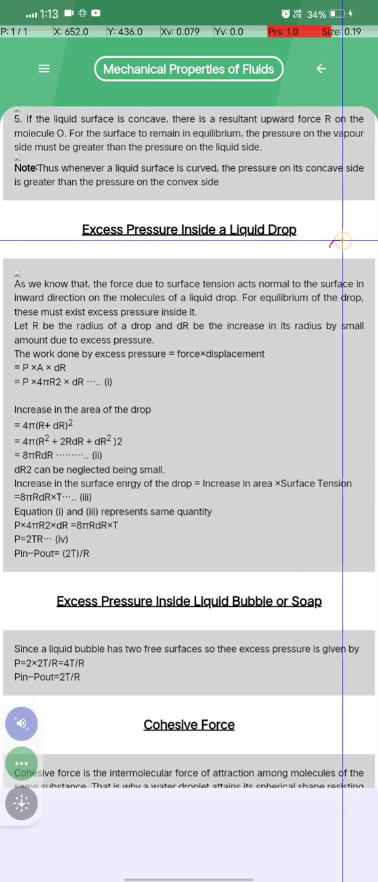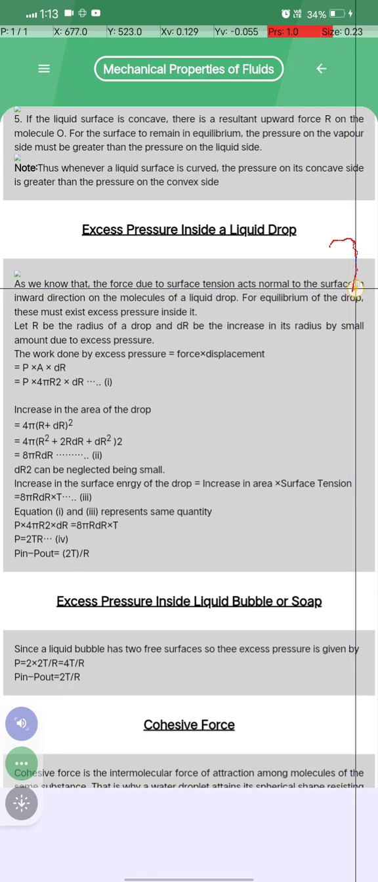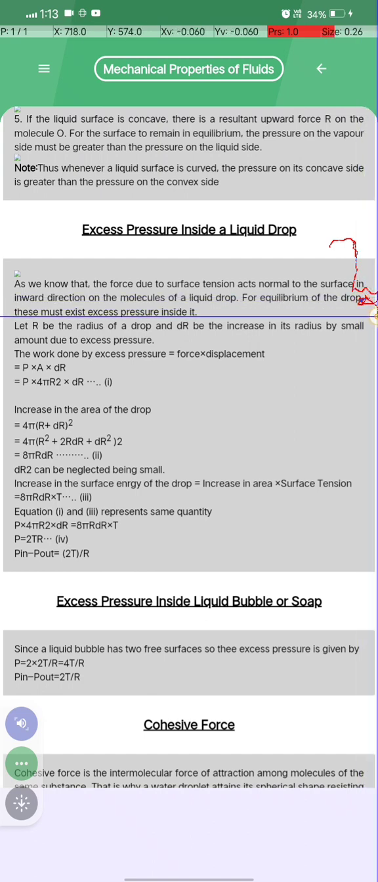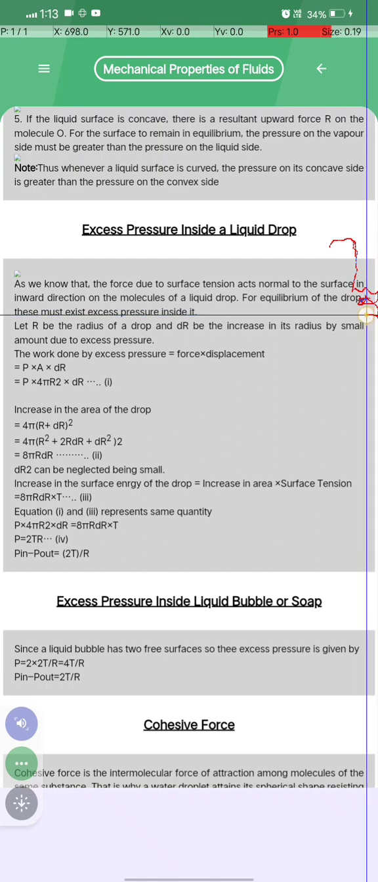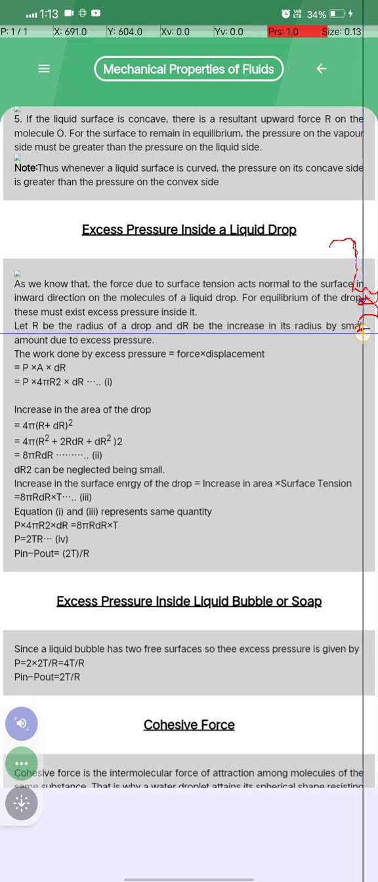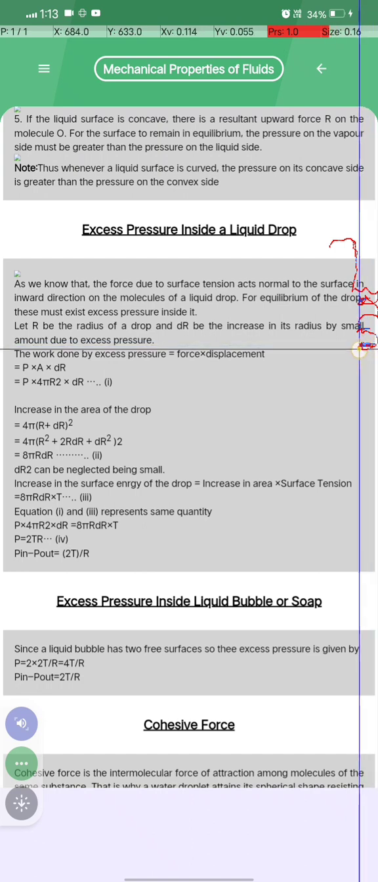अब हमारा है excess pressure inside the liquid drop क्या होता है. As we know that the force due to surface tension acts normal to the surface in the inward direction on the molecules of a liquid drop. For equilibrium of the drop, there must exist excess pressure inside it. Let R be the radius of a drop and dr be the increase in its radius by a small amount due to the excess pressure.